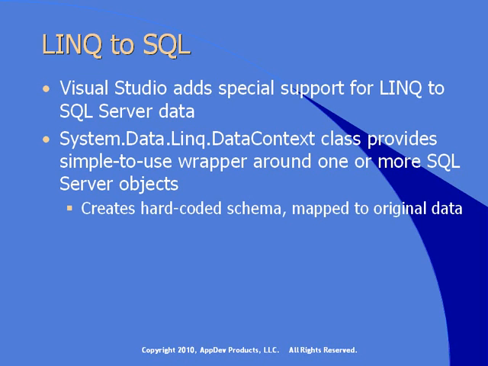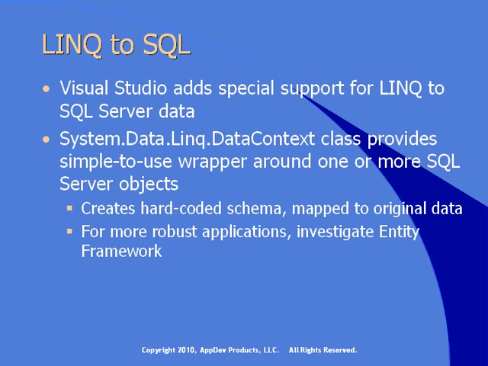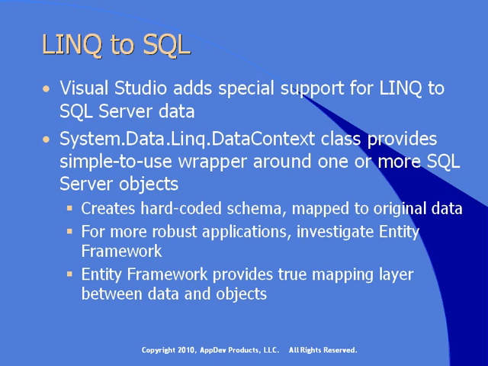This creates a hard-coded schema, which is mapped to the original data. Now, when I say hard-coded schema, that means when you create your data context class, at that moment, it sucks in the schema. So if you modify the schema, your data context no longer matches your data. For more robust applications, you might want to investigate the Entity Framework. It's more complicated, but it allows you to create more robust applications that automatically generate the classes that map to the schema. The Entity Framework provides a real mapping layer between data and objects, but for now, we're looking at LINQ to SQL.